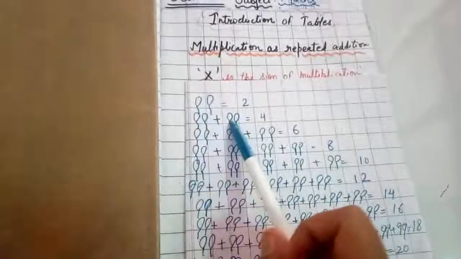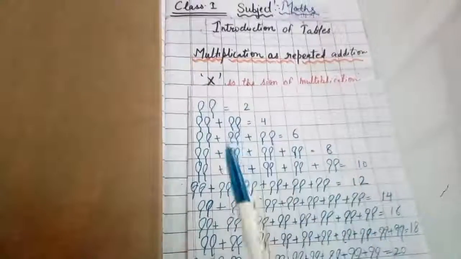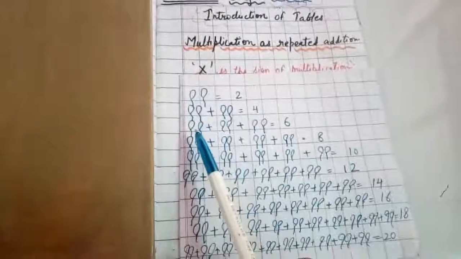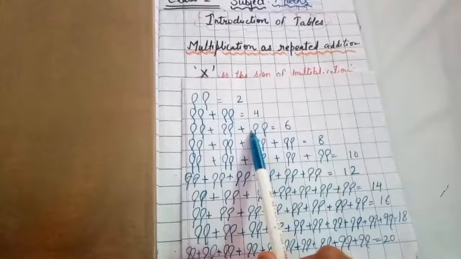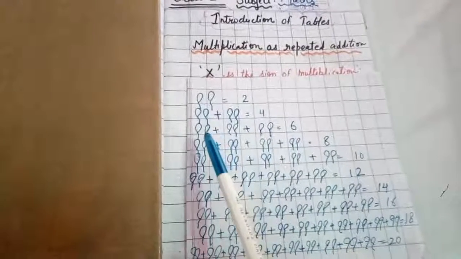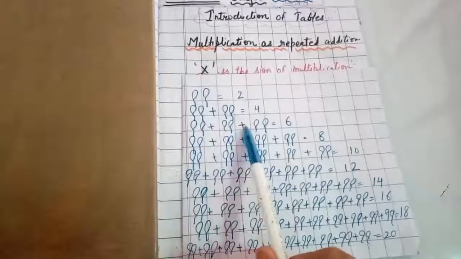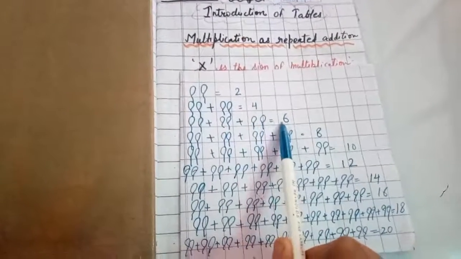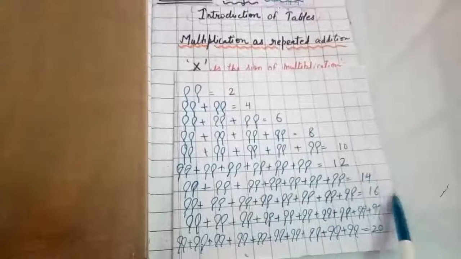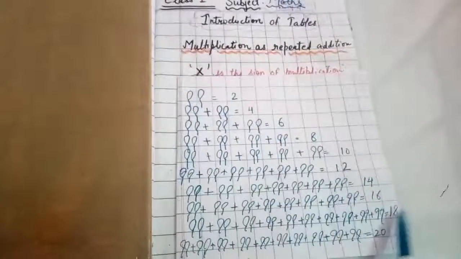So how many balloons are here? It's 1, 2, 3, 4 balloons. Then come to the next one. 1, 2, 3, 3 groups. How many balloons are in each group? 2 balloons. So let's count it. 1, 2, 3, 4, 5, 6. This is the 6th balloon. Class, at the end of this picture, you will find out the table of 2.